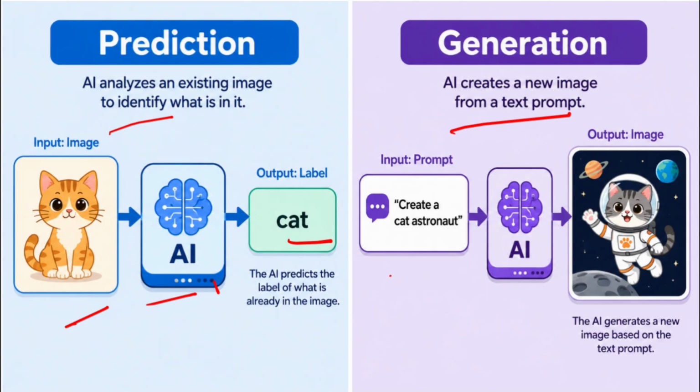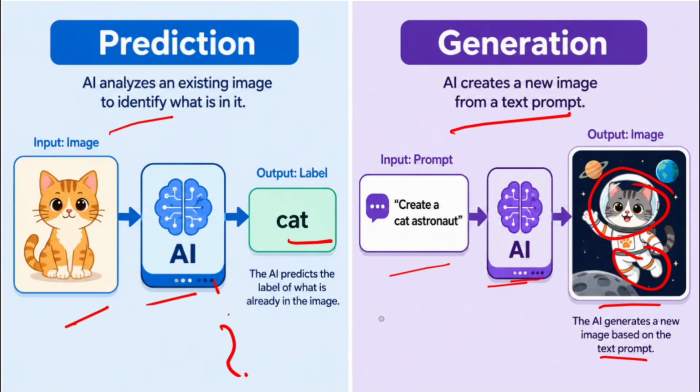Now look at the right side, which is generation. The input is not an existing picture, but a text prompt. The AI processes the words in the prompt and understands that the requested image should be a cat. It also understands that the cat should look like an astronaut. The output is a newly generated image of a cat dressed as an astronaut.